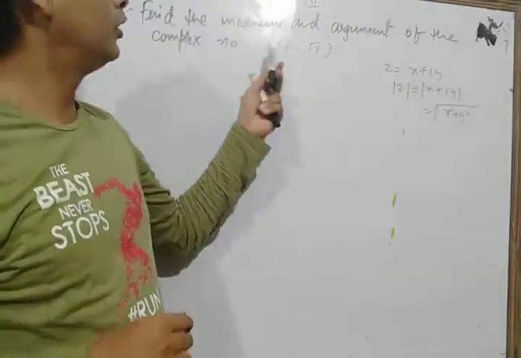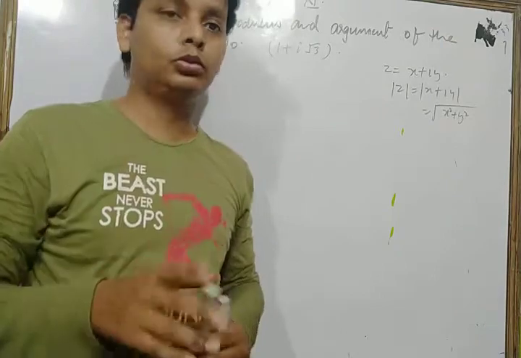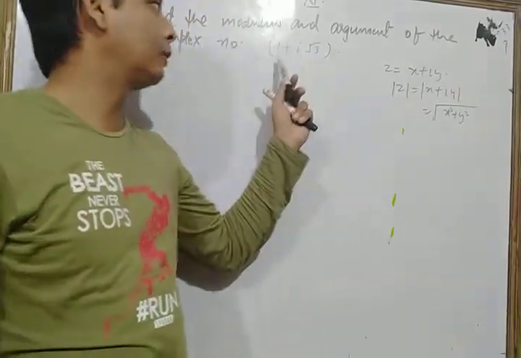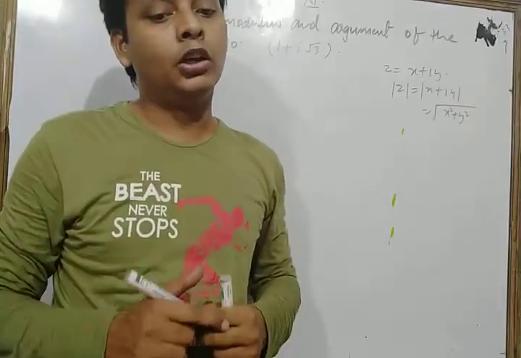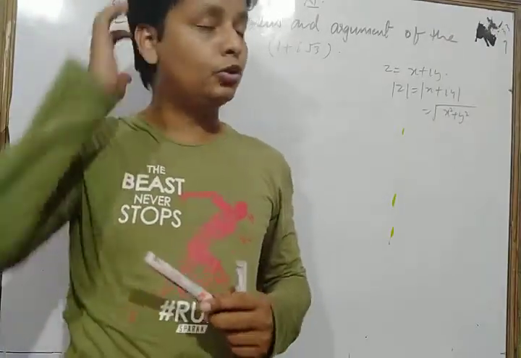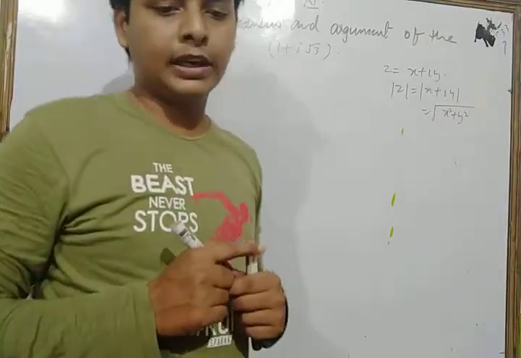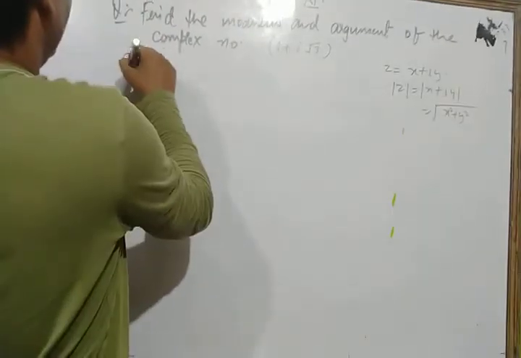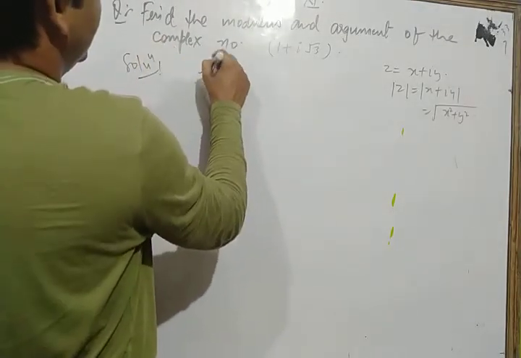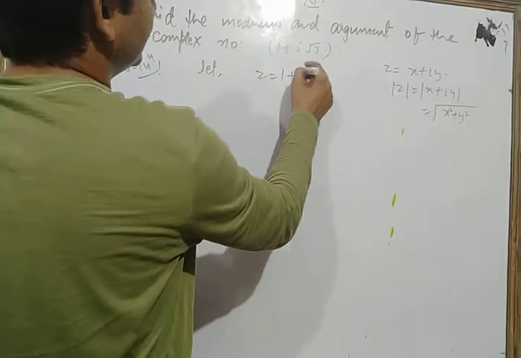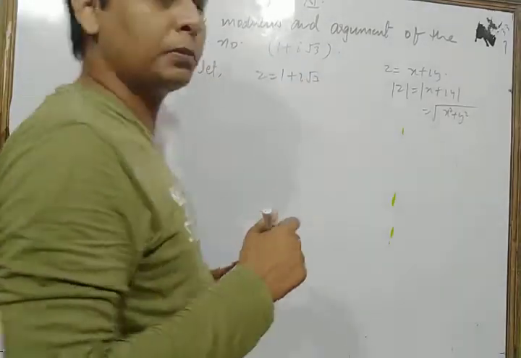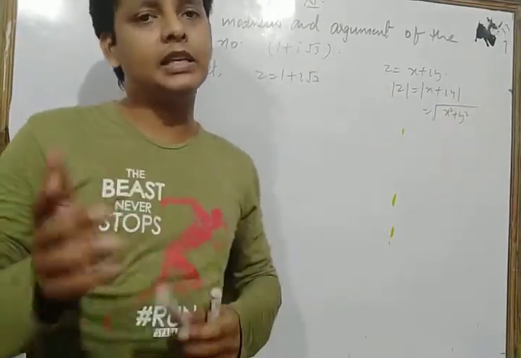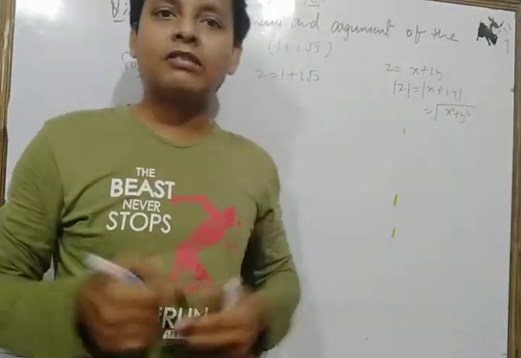Dear students, in that question we find two things. First is the modulus and second is the argument of that complex number 1 plus i root 3. First of all, let z is equal to 1 plus i root 3 be the complex number which is given in our question.